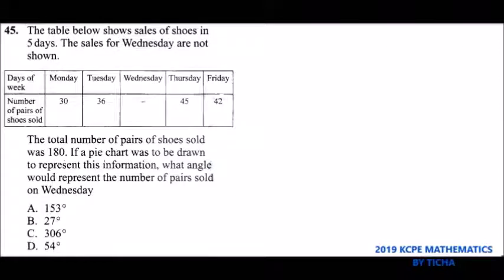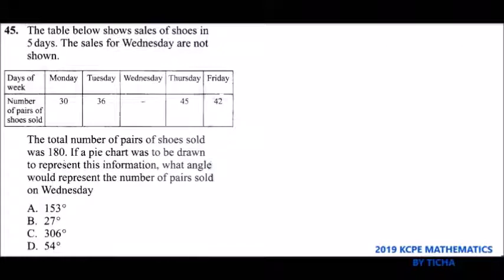The sales for Wednesday are not shown. So we have days: Monday, Tuesday, Wednesday, Thursday, Friday. On Monday 30, Tuesday 36, Wednesday is not given, 45 on Thursday, and 42 on Friday. The total number of pairs of shoes sold was 180.